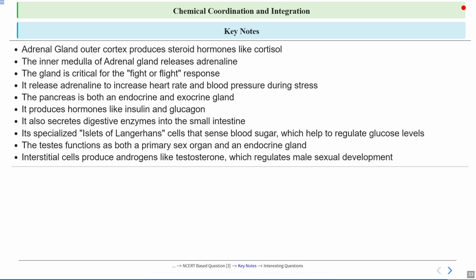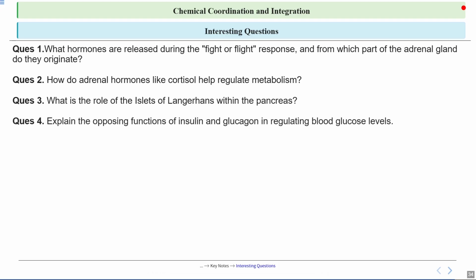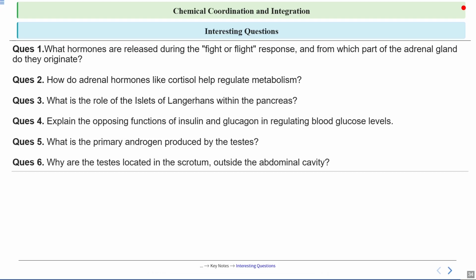Then we talked about the testes, that the testes function as both a primary sex organ as well as an endocrine gland. We also talked about interstitial cells that produce androgens like testosterone, which regulates male sexual development, or we can say secondary sexual characteristics. So these are some interesting questions. You can take a screenshot of it and solve these questions after the completion of this lecture.